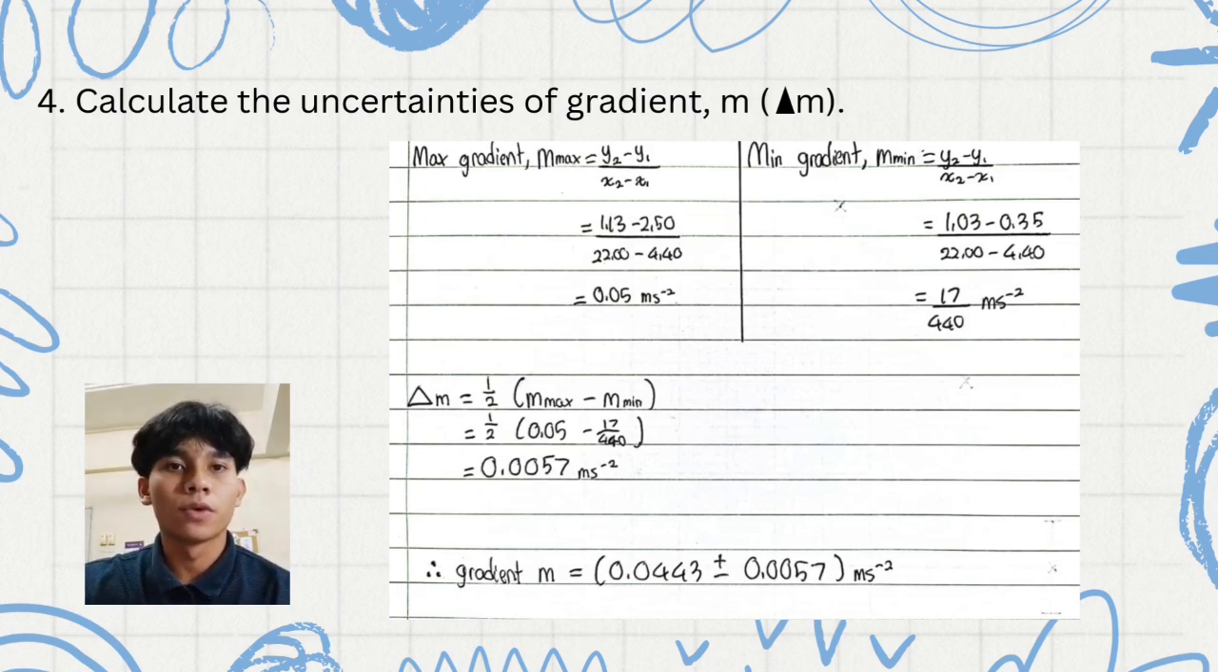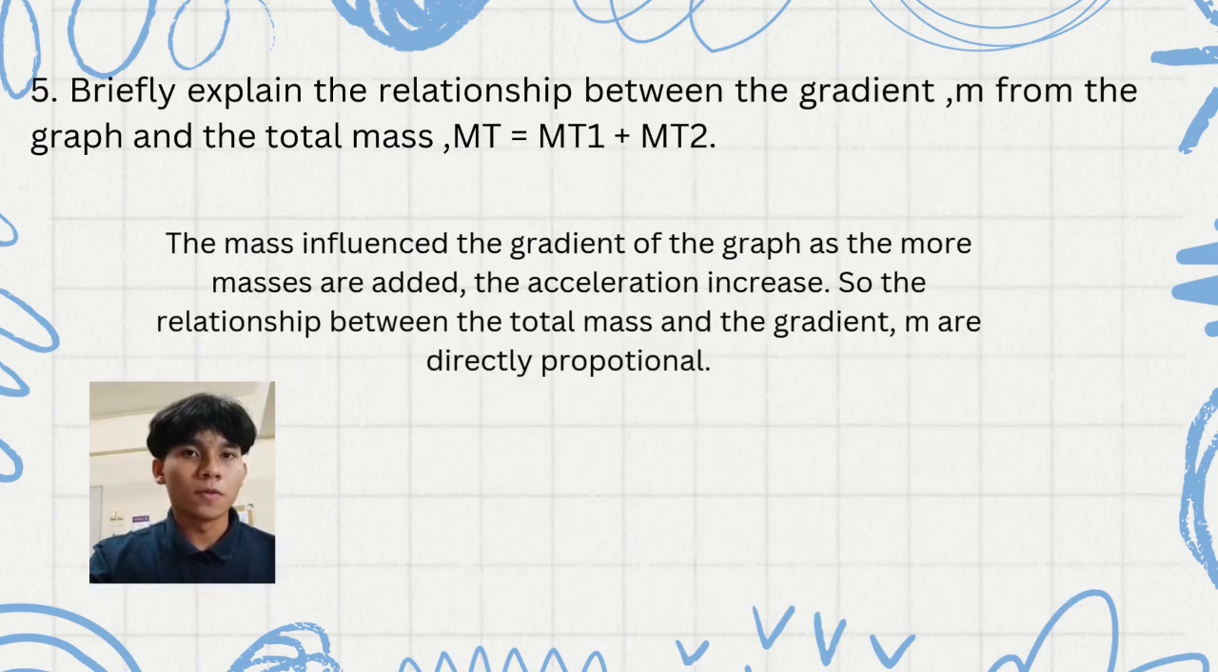the gradient for max minus the gradient of minimum and divide by half, and that's how we get our uncertainty of the gradient, which is 0.0057. For question number 5, briefly explain the relationship between the gradient from the graph and the total mass.